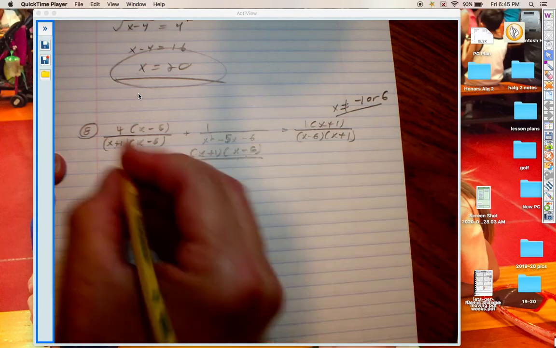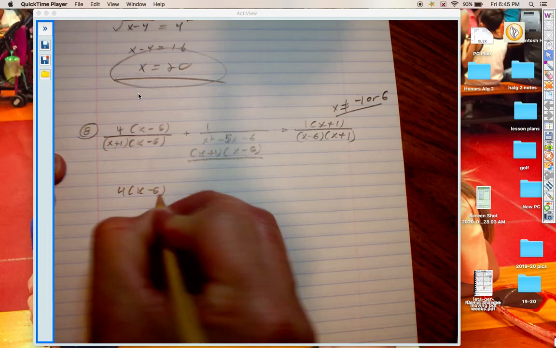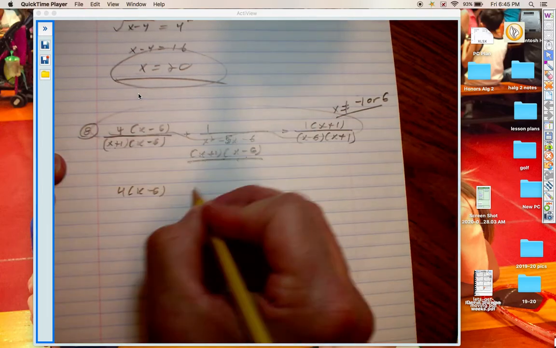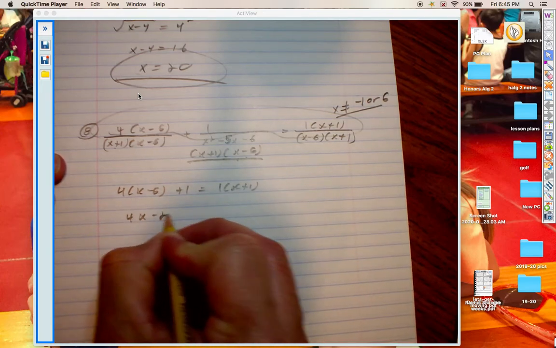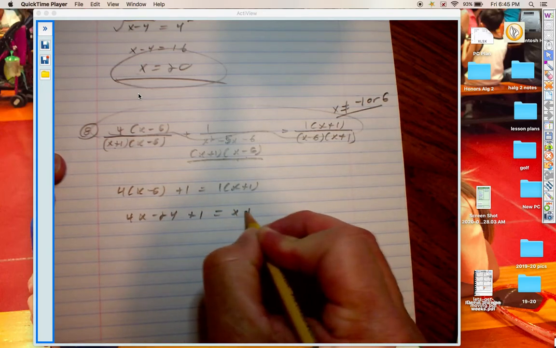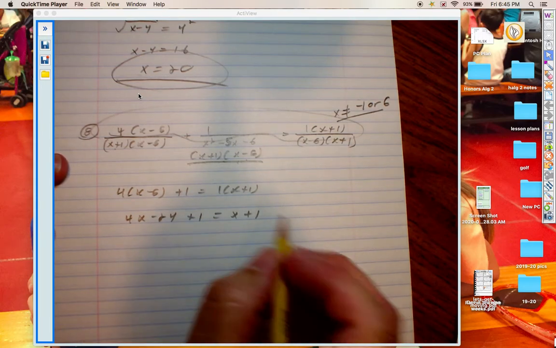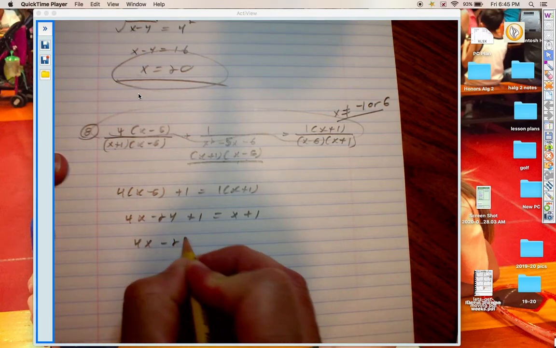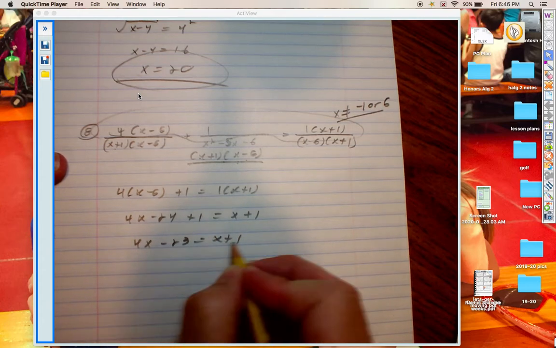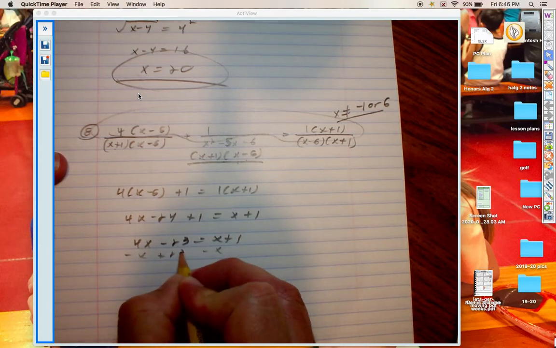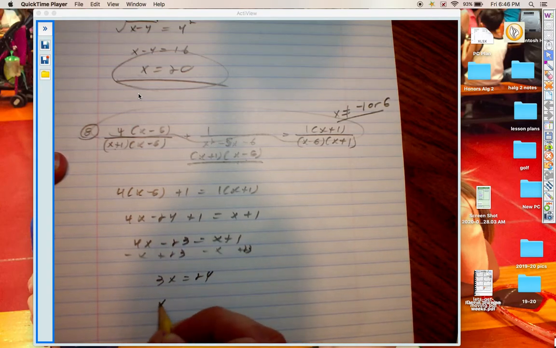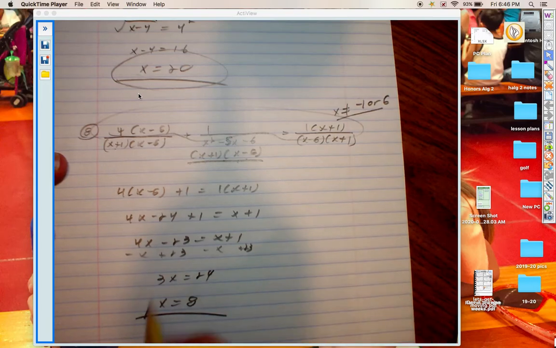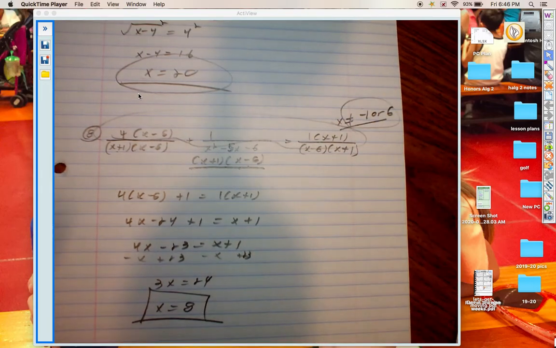So now I write my equation for x minus 6 plus 1 equals 1x plus 1. For x minus 24 plus 1 equals x plus 1. For x minus 23 equals x plus 1 minus x. Add 23. 3x equals 24. X equals 8. 8 is a good answer because it's not -1 or 6. All right, quick little lesson there.